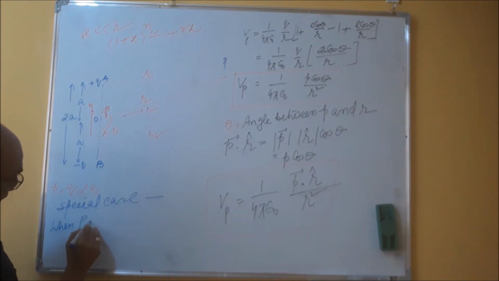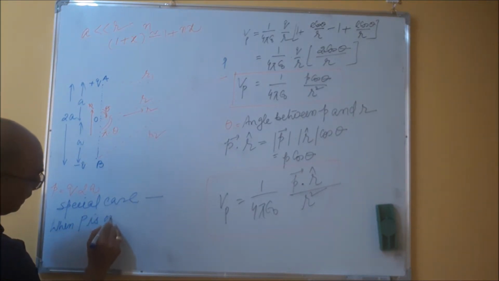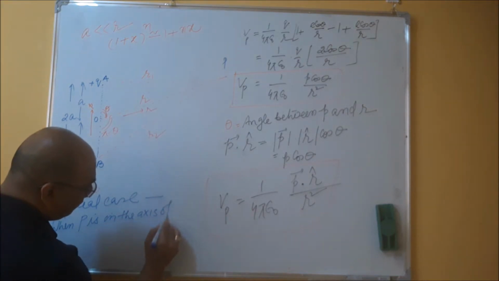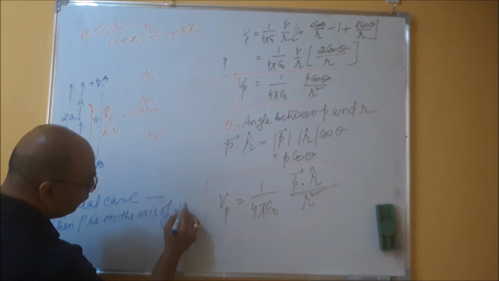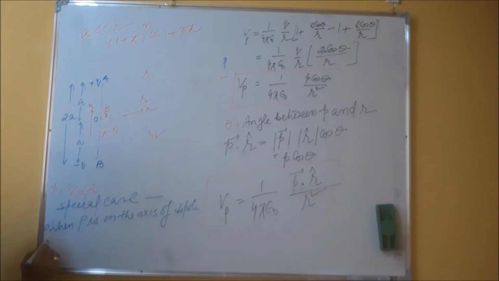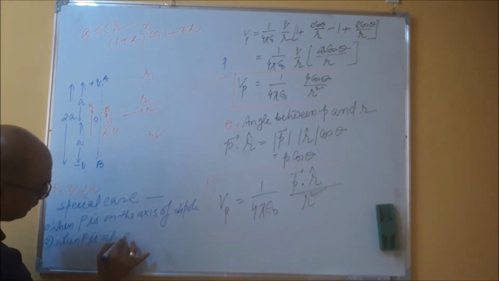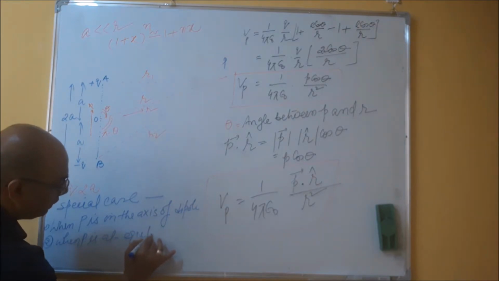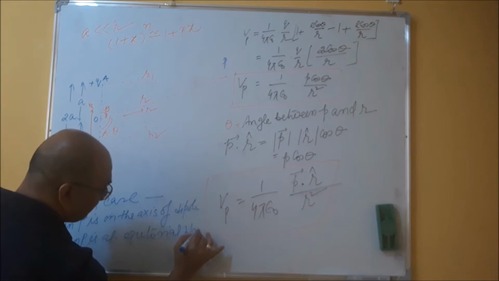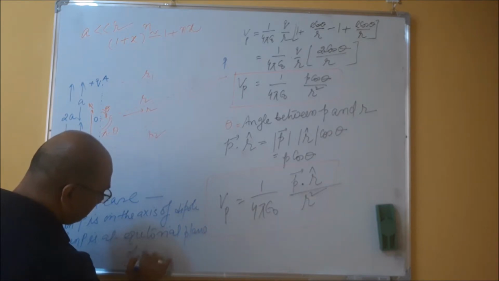First case, when P is on the axis of the dipole. Number 2, when P is at the equatorial plane of the dipole.